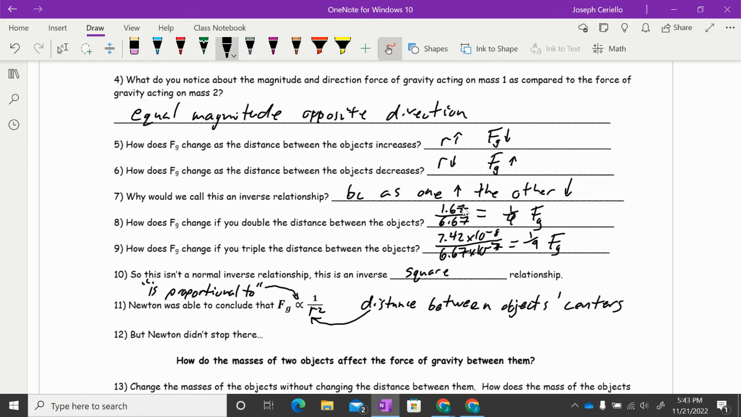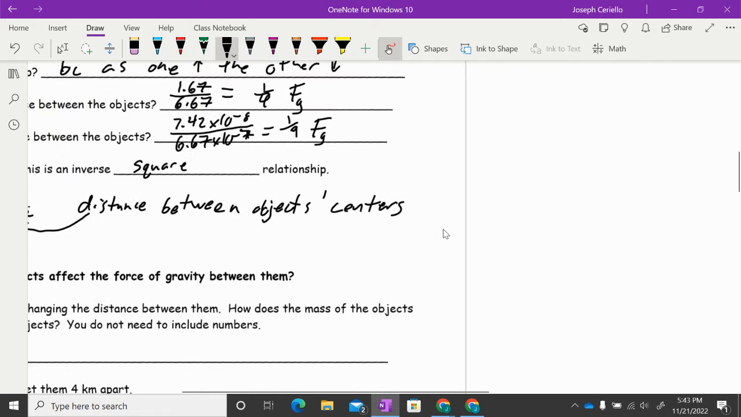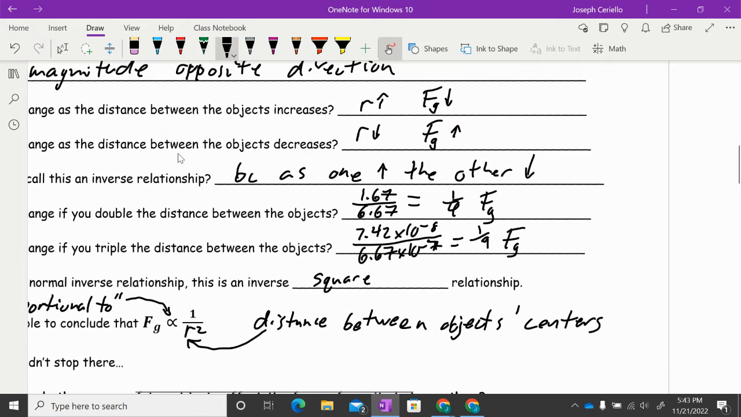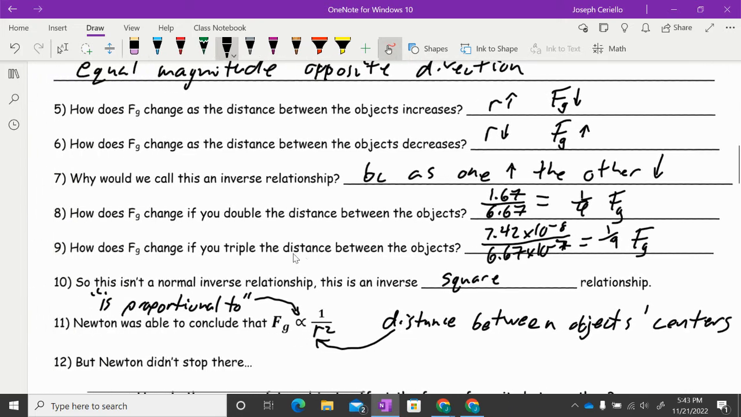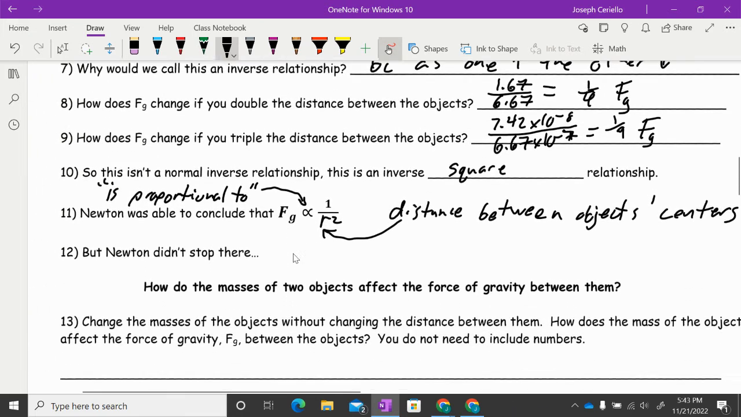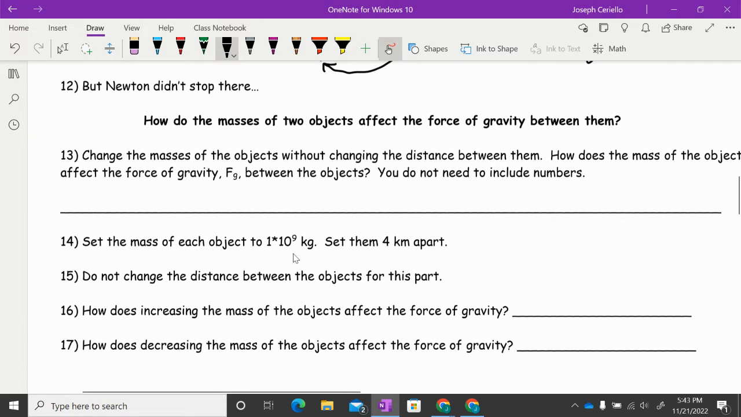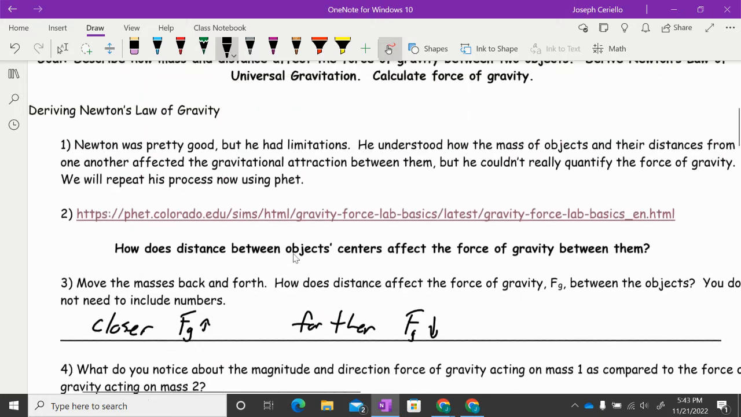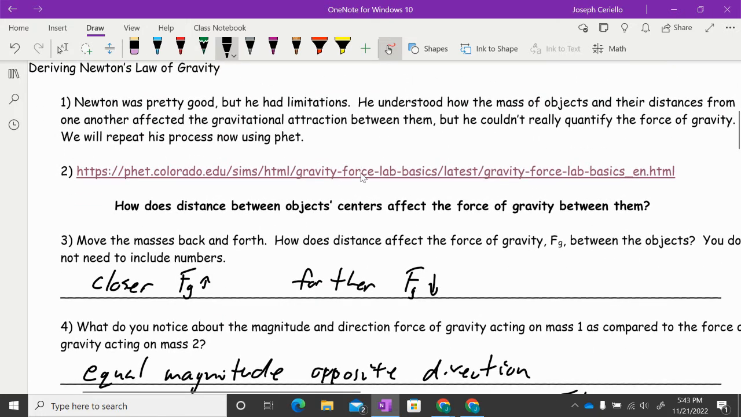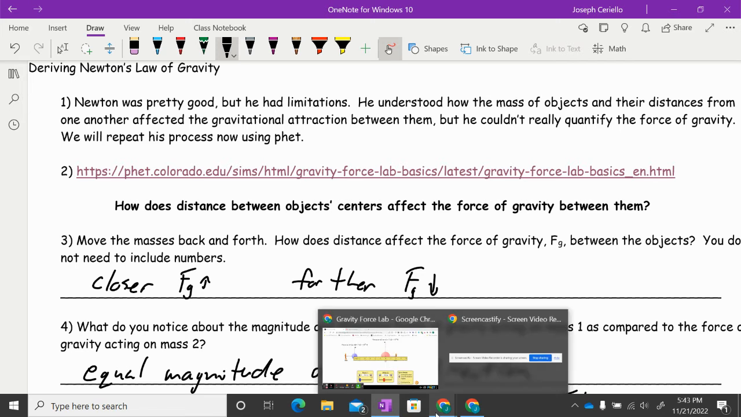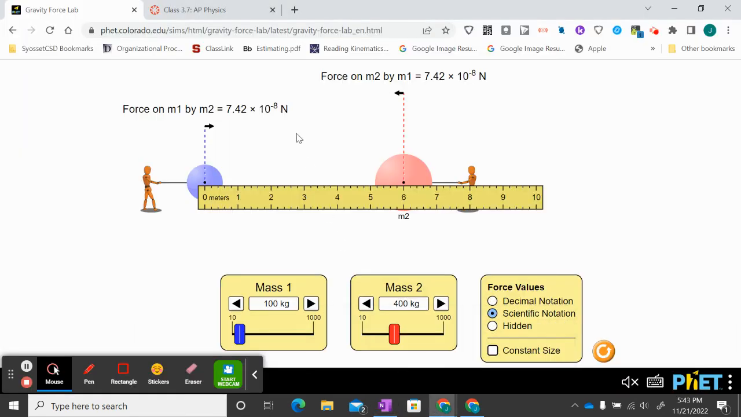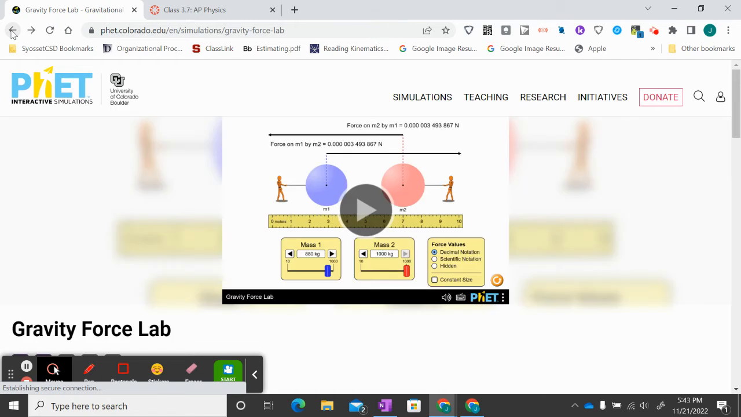Okay, and please make sure you're actually putting these numbers into your calculator and seeing those relationships. Now, they won't come out to be exactly 1/4 and 1/9, but they'll be pretty close. By the way, this link actually brings you to a slightly different simulation where the numbers will probably work out better. Gravity Force Lab Basics. So that's probably my problem here. I'm not using the basics version.